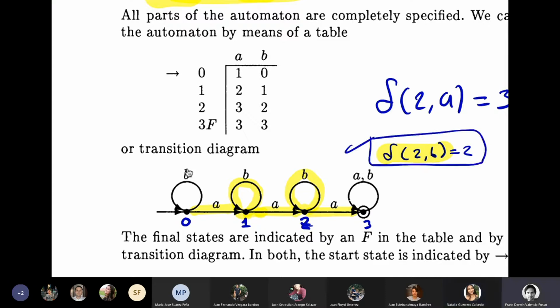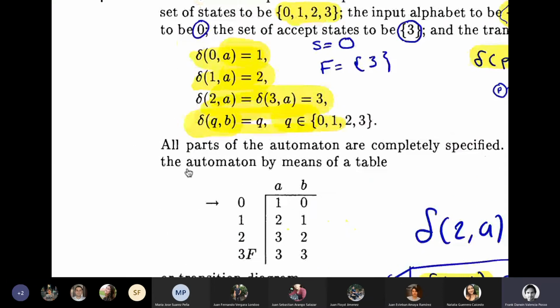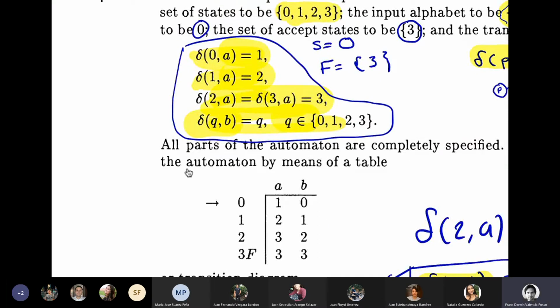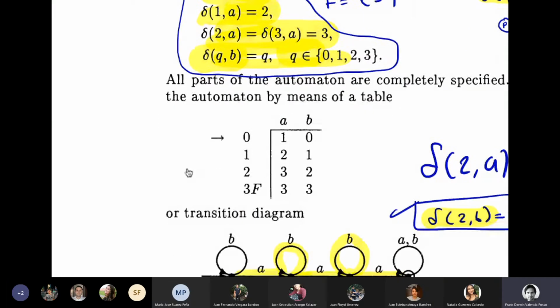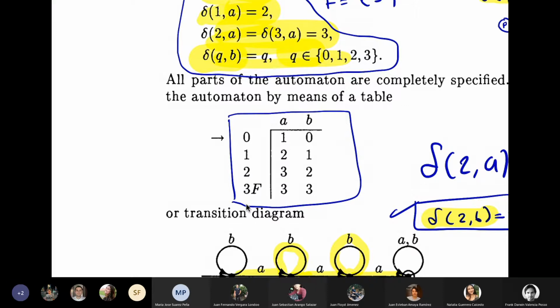Okay, so this is basically how you specify this. In order to specify the delta function, you can either give this long list of all possible inputs to the function, or you give it as a matrix. Do you know how to read this matrix already? Arango? Sí, profe. Do you understand how to read this matrix? Sí.